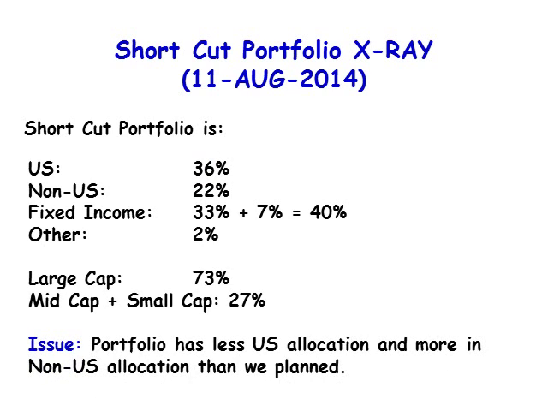Okay, let's continue. So this portfolio has less US allocation and more in non-US allocation. So this fund portfolio has less in US allocation and more in non-US allocation than we had planned. So it's not the portfolio we planned, but we'll do it. This is a shortcut portfolio. Okay, let's continue.